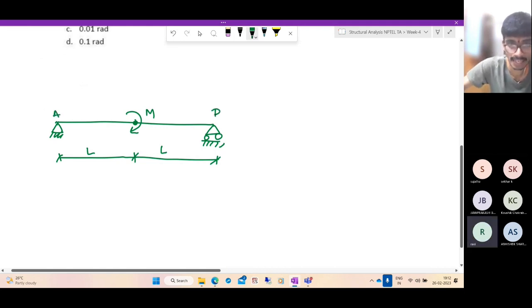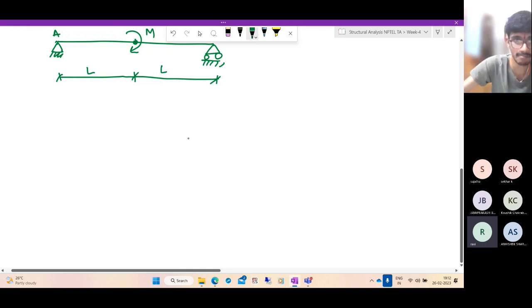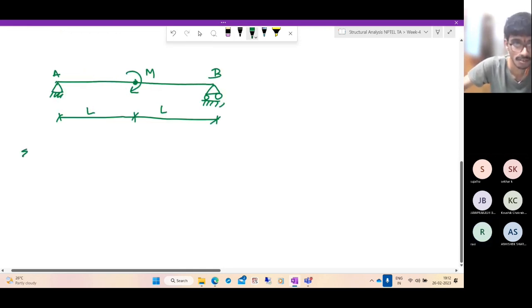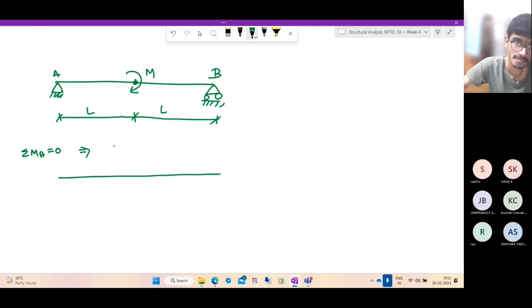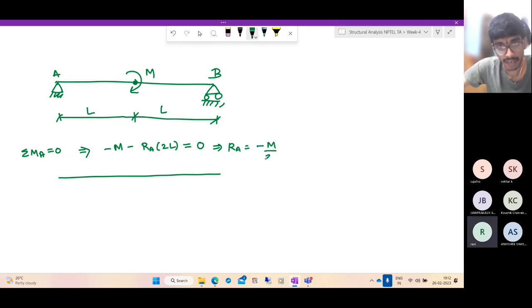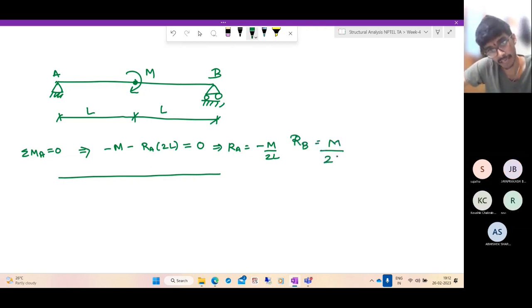Could anyone tell quickly, based on your experience, what will be the reactions at A and B? We can also find out the reactions at A. So what does that result in? Moments about B: M is a clockwise moment, and minus reaction at A into 2L equals 0. So we get RA as minus M by 2L, and there's no vertical force, which means RB is M by 2L. So the reactions are like this.